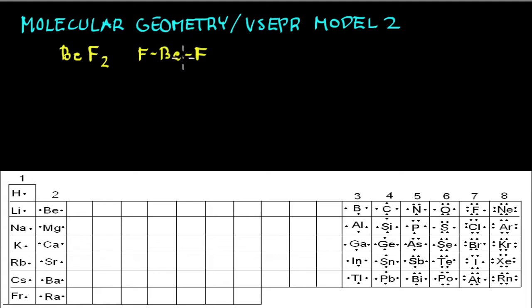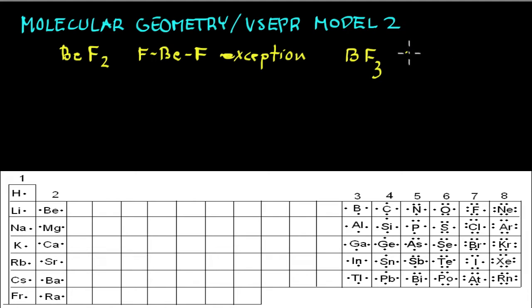And this is not an octet. This is not a noble gas configuration. So even though this was stable, this is called an exception to the octet rule in forming molecules. Well, we're going to look at another exception. This exception is boron trifluoride. Boron, you notice, is in group 3.